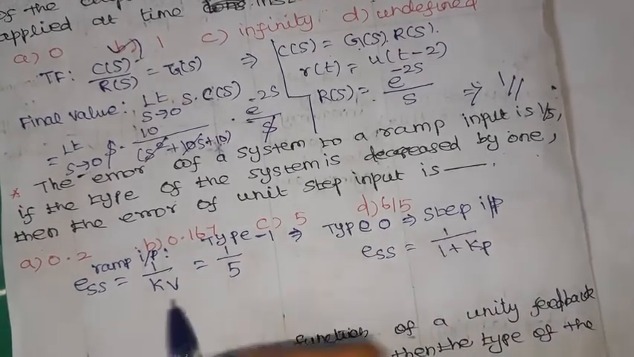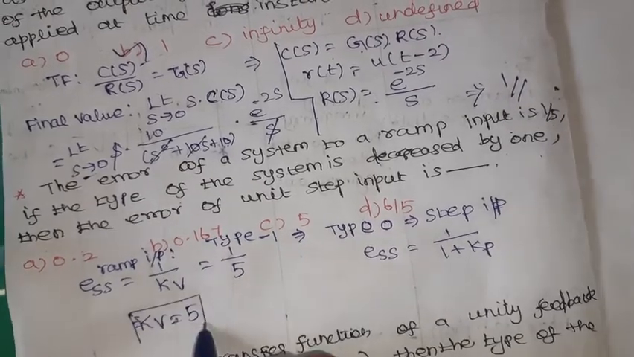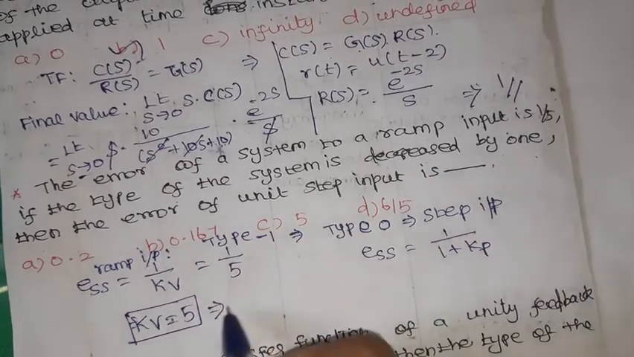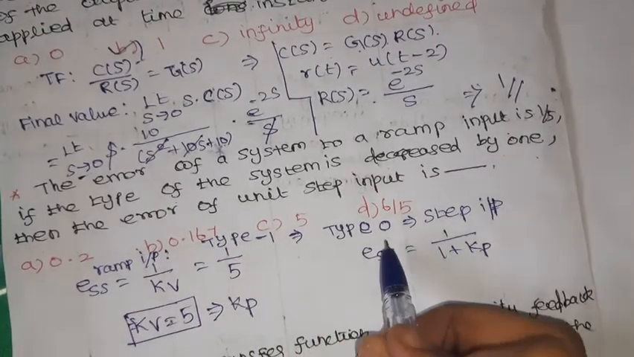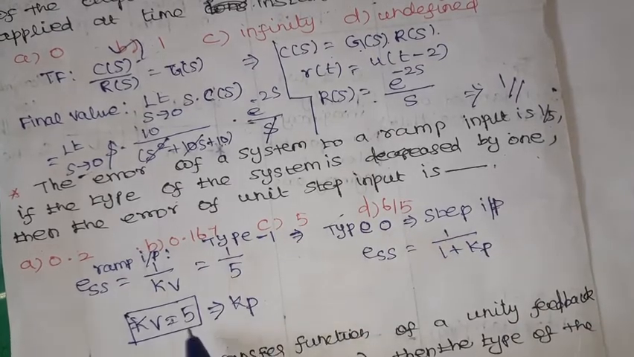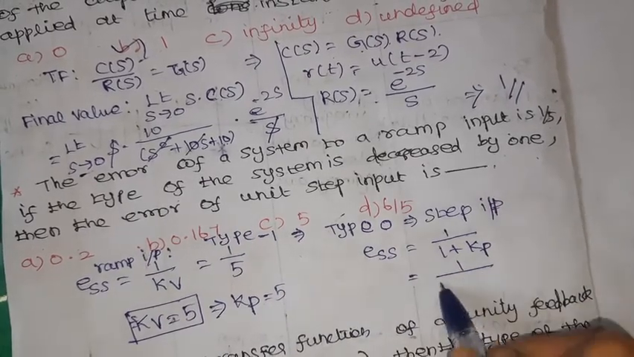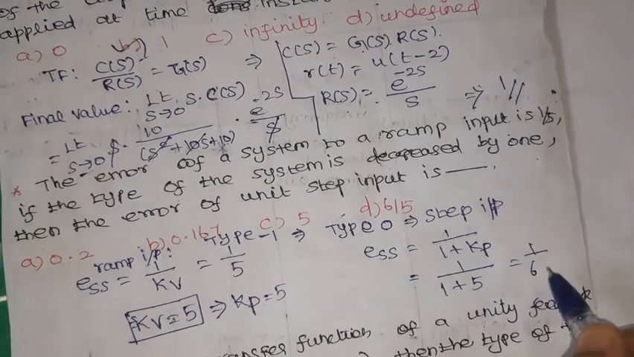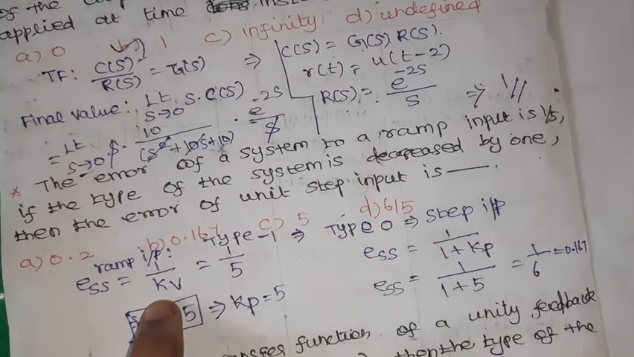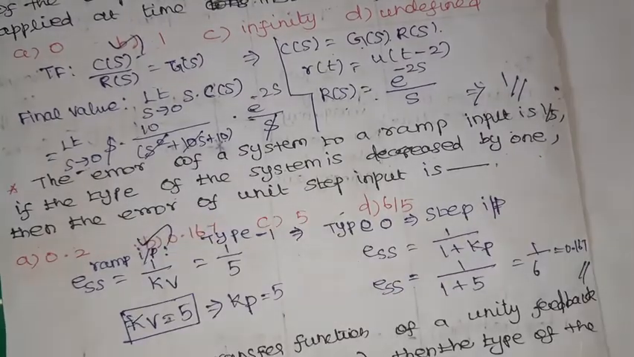Here what is Kv? Kv is nothing but 5. So when it is decreased by 1, Kv becomes Kp. Type of the system becomes type 0. For type 0, what is the error coefficient? Kp. So what is Kp now? Kp is nothing but 5. So 1 divided by 1 plus 5, 1 by 6, is around 0.167. So this is the steady state error for the unit step input, ESS. So option B is the right answer.